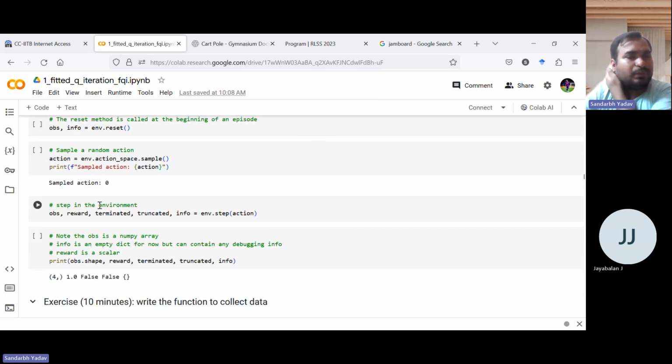Now this is the step function which I was talking about. When you call it and pass the action, it returns the next state, which is the observation, and the reward you got. It also returns whether the episode got terminated. An episode could terminate if the pole falls or goes beyond 12 degrees, so all those conditions were there. And truncated means you have passed those 510 steps.